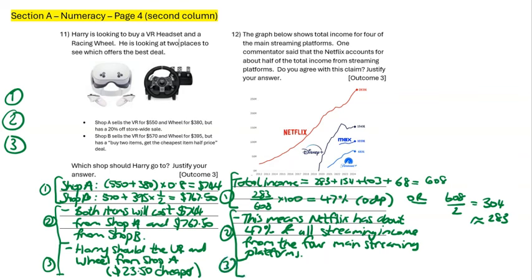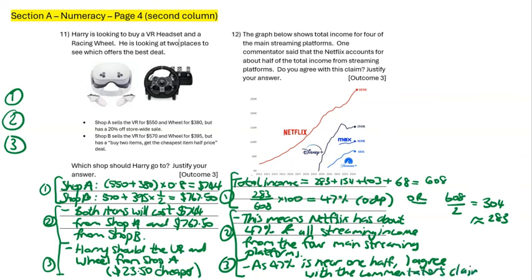And then finally, that there was step number 2. I've just talked about what my 47% was, and now I can answer the question, do you agree or disagree with the claim? So based on this, as 47% is near 1/2, I agree with the commentator's claim. There we go, and that wraps up the numeracy section from this exam.